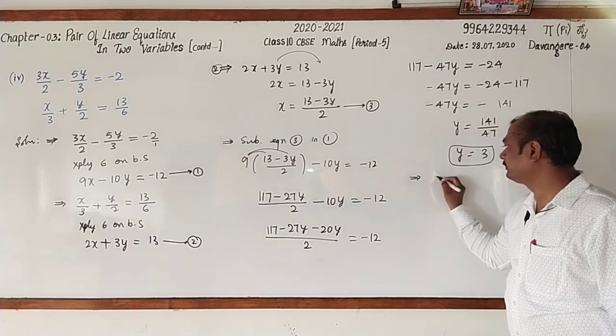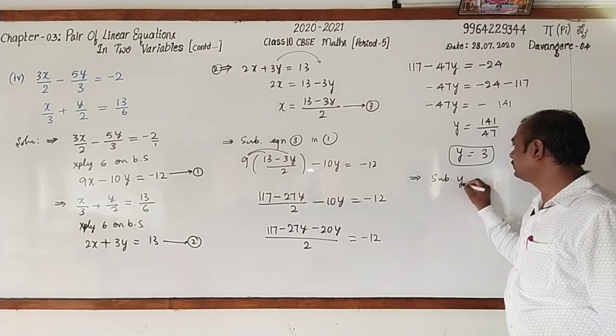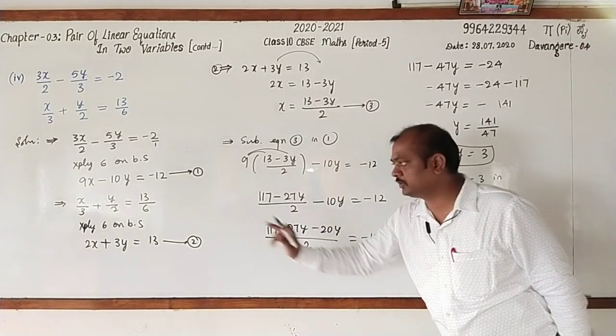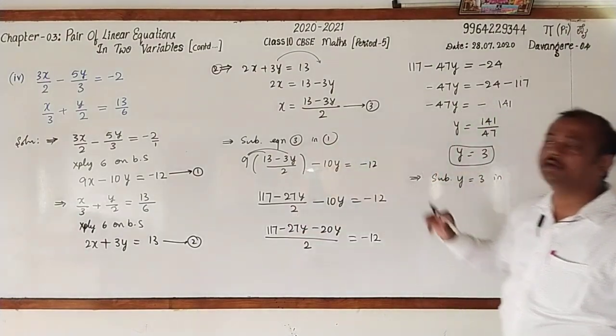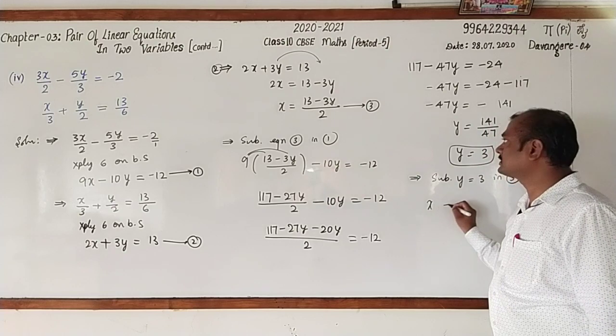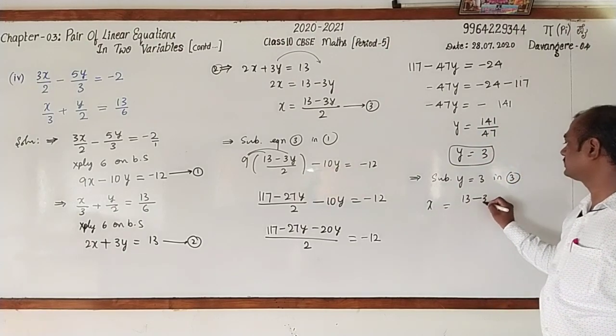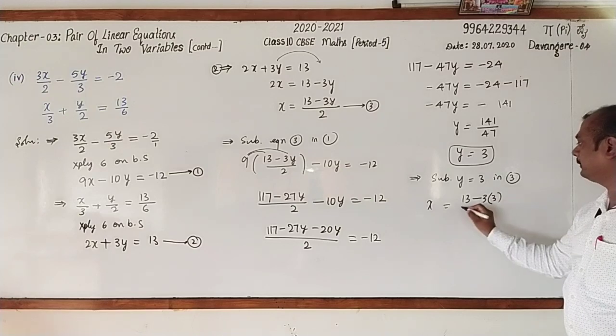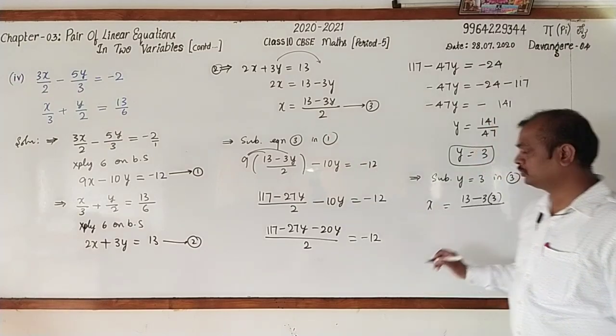The next step. Here substitute y equal to 3. Could you tell in which equation? Yes, you are right. It is in the third equation. Third equation is x is equal to 13 minus 3 into y. What is y? This is 3 by 2.